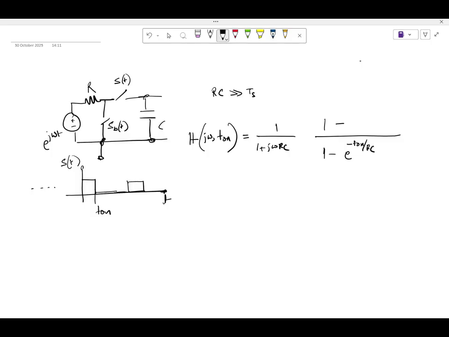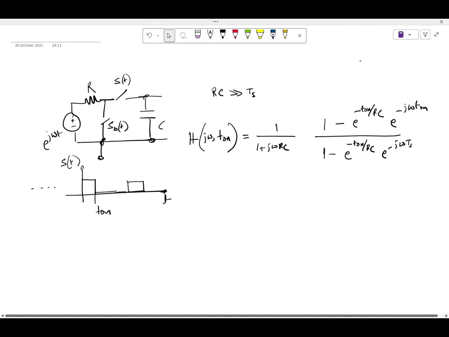And this is easier to remember because e to the power minus t_on over RC is the amount of discharge that happens over one on time period. Here also you have e to the power minus t_on over RC, and you have extra stuff. This is in the denominator. You have minus j omega t_on. Here you have minus j omega Ts. So intuitively we'll try to make sense of some of these terms so that our approximations make intuitive sense.